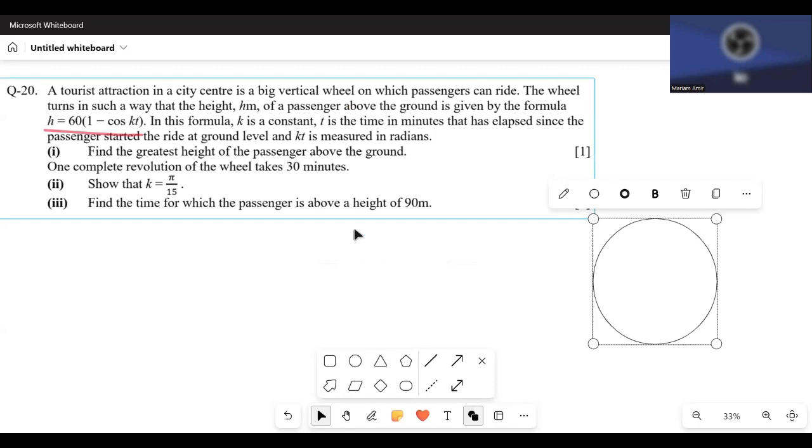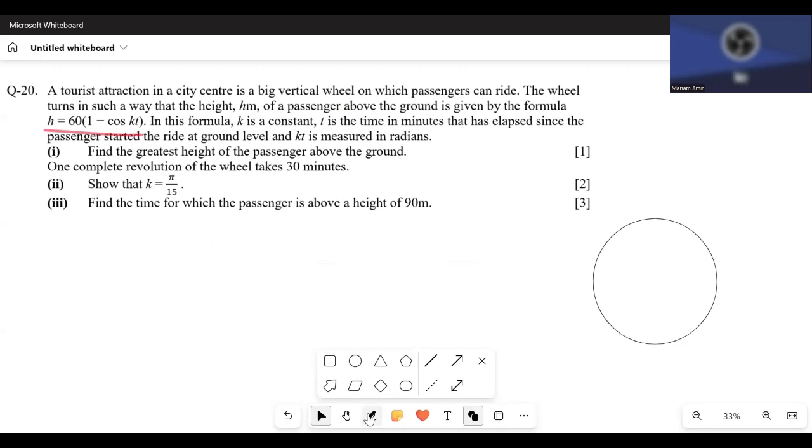So the height h of the passenger above the ground is given by the formula. We all know how Ferris wheels work. At every point, the passenger will be at a different height. And this height is modeled by this given equation. Height equals 60 times (1 minus cos kt).